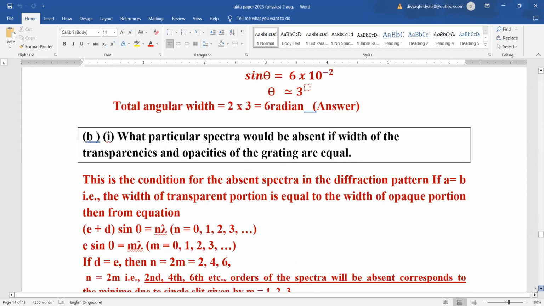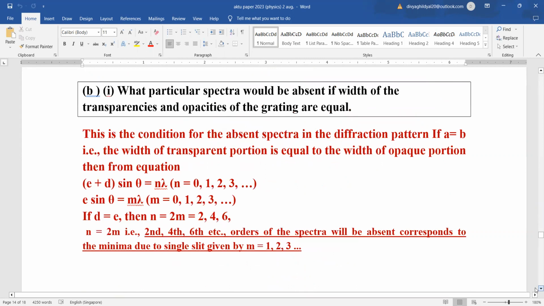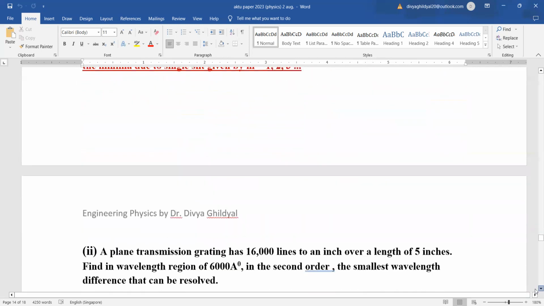What particular spectra would be absent if the width of transparencies and opacities of the grating are equal? They are just asking you in detail the condition for absent spectra in the diffraction pattern. So the grating equation is (e plus d) sine theta equal to n lambda, where n is 0, 1, 2, 3, and for a single slit, e sine theta equal to m lambda. Now if d is equal to e, then n is equal to 2m. So these are the spectra which are going to be absent, corresponding to the minima due to the single slit. This is what they are asking you, a more detailed explanation.